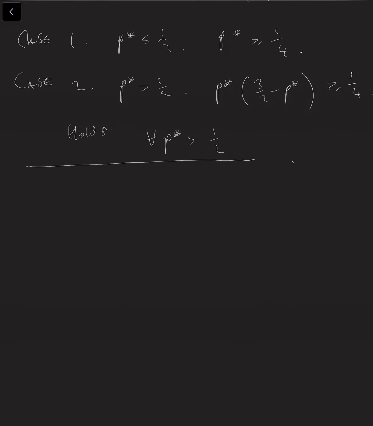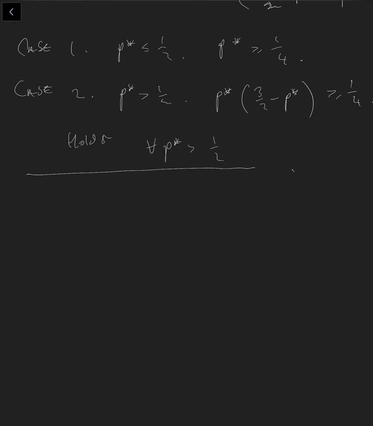Okay, so the final answer is simply that P star might possibly be anywhere from 1/4 to 1. It's any price in that range is a price that we might encounter in a pooling PBE. And again, from case 2 we derive no constraints on P star, just because this holds for all P star greater than half.